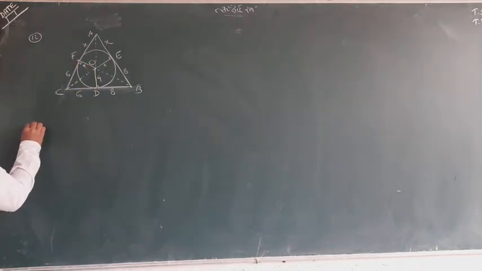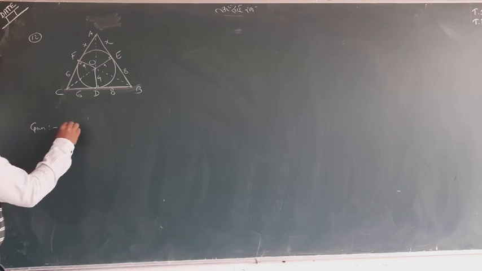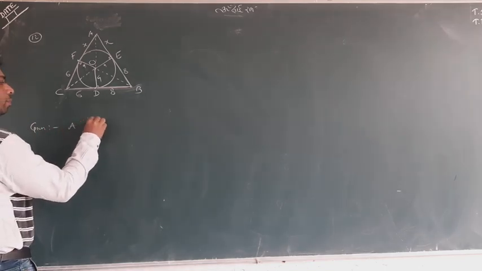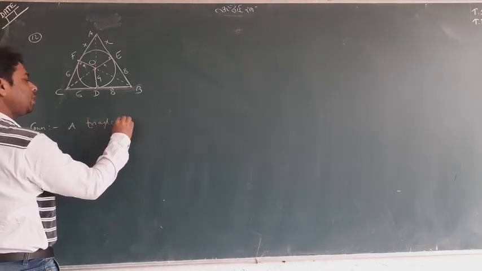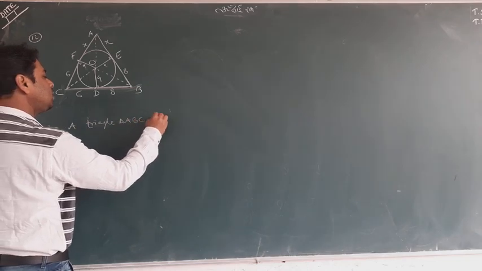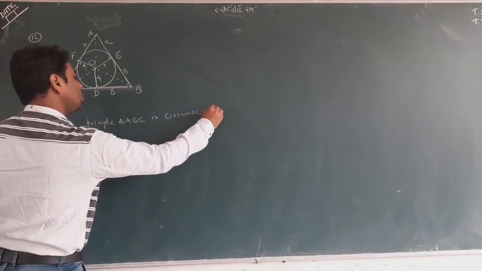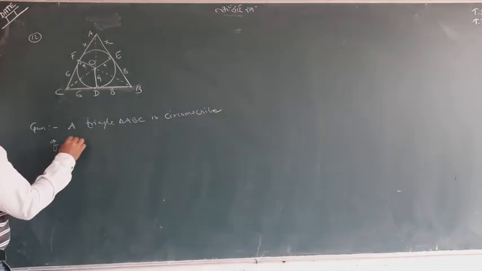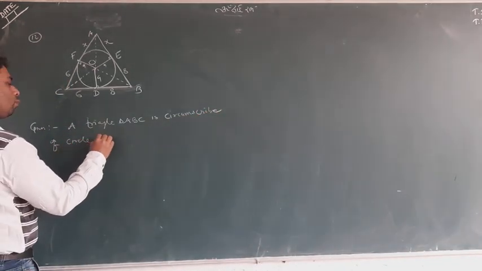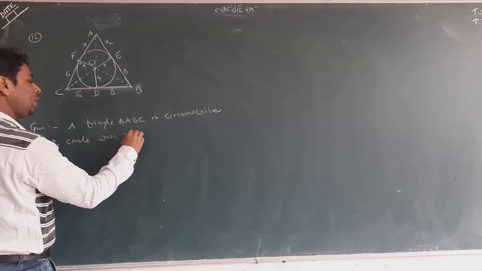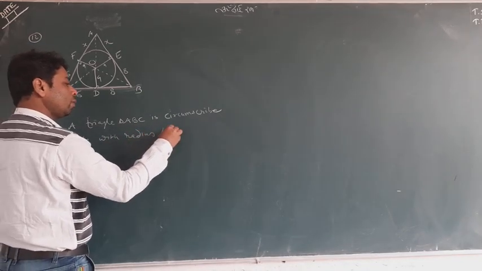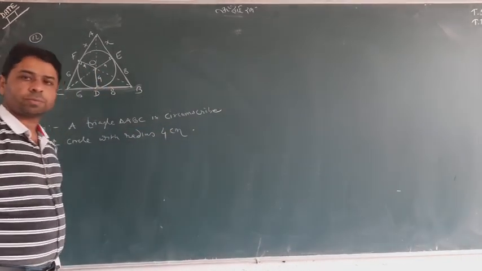Now I just want to write something. Given: a triangle ABC is circumscribed about a circle with radius 4 centimeter.